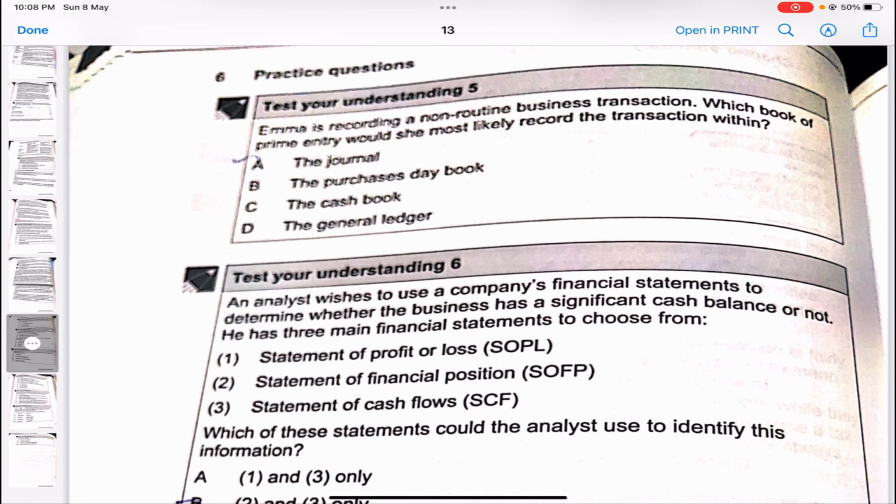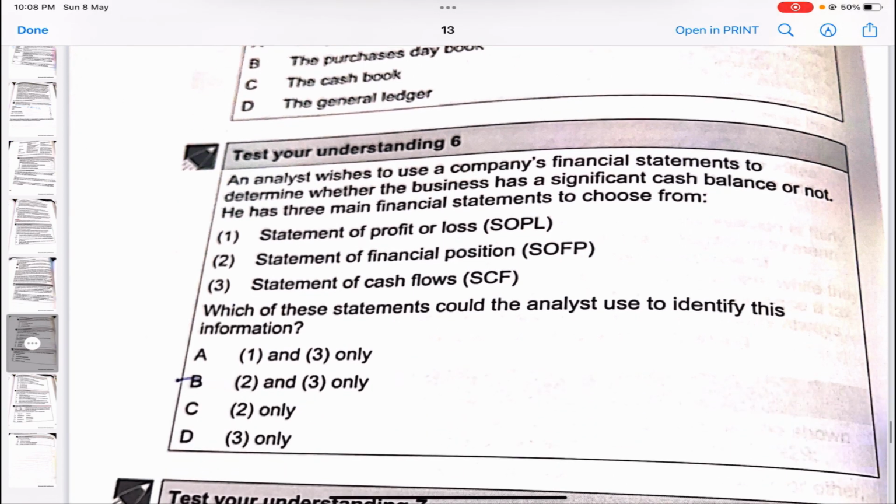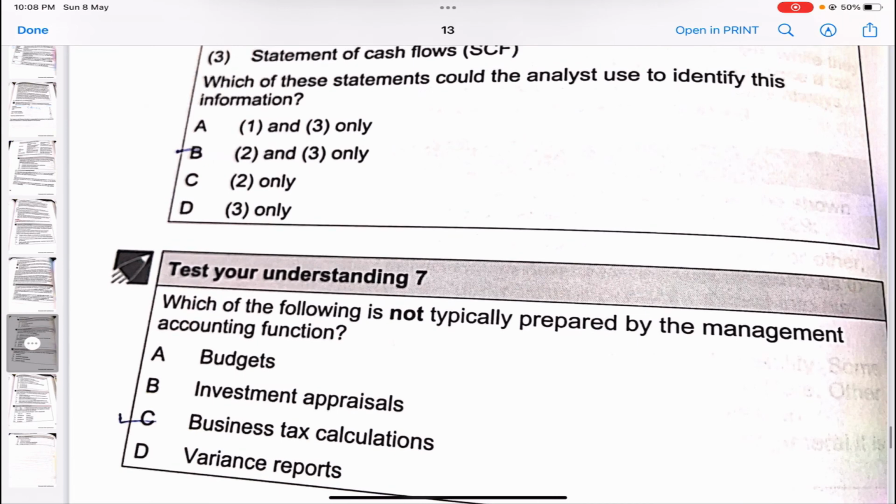Emma is recording a non-routine business transaction. Which book must she use? Non-routine transactions go in the journal. An analyst wishes to use a company's financial statements to determine whether the business has a significant cash balance or not. So, what will it use? It will use the statement of financial position because there are assets, so there may be a cash balance, and the statement of cash flows. So the answer is 2 and 3 only.